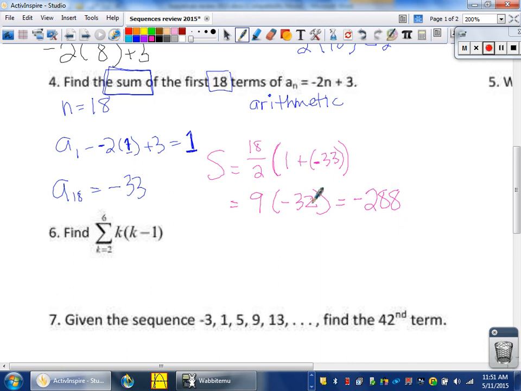9 times 2 is 18. 9 and 3 is 27 plus 1. Yeah, negative 288. Those terms add up fast. So you could find the first 18 terms explicitly if you want to, and then add them all up, or you could use the formula for the sum. Okay, remember, anytime you want to add, you're using a sum formula.